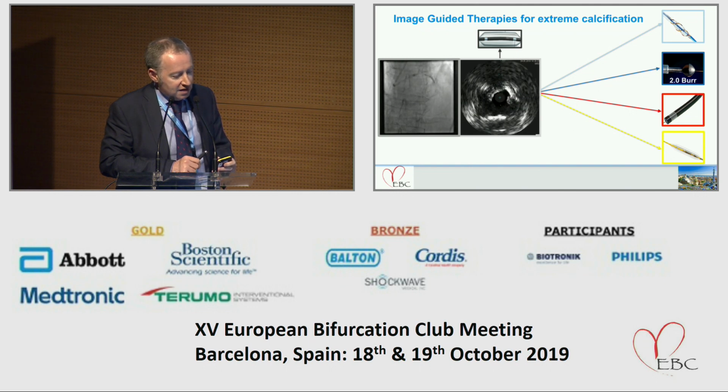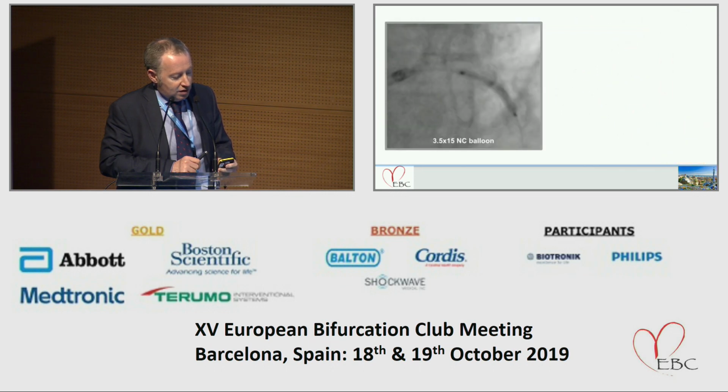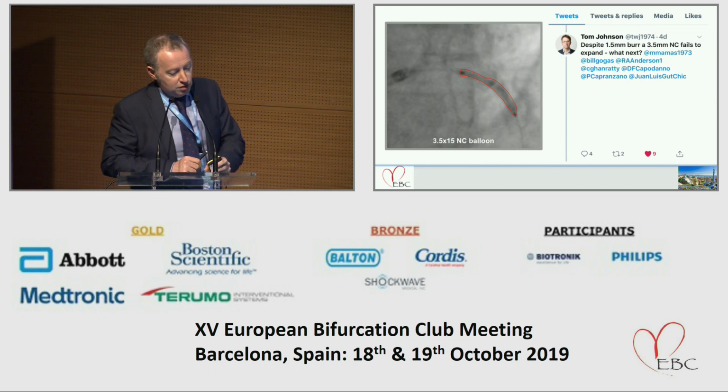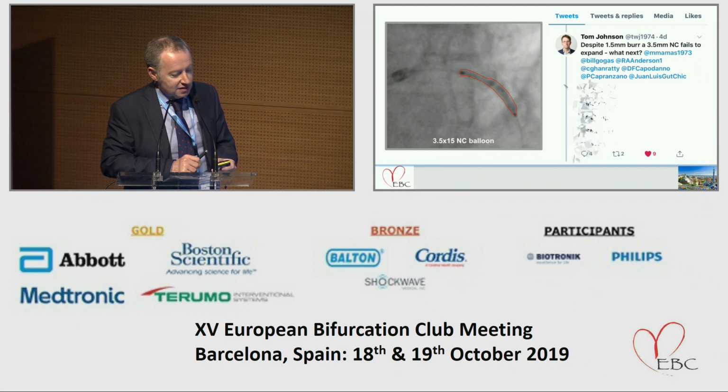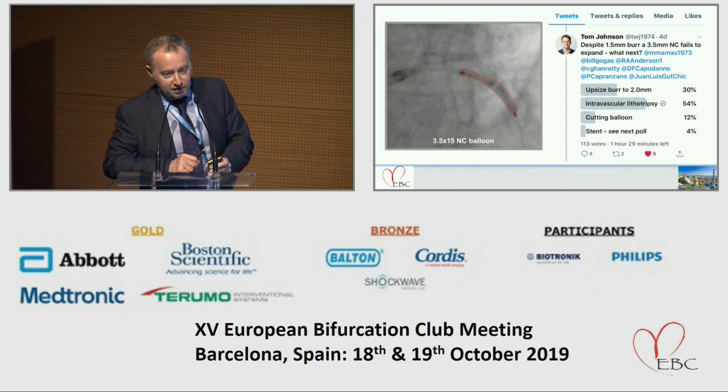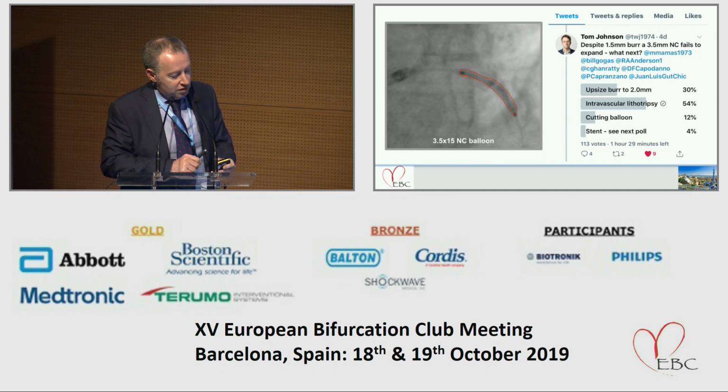And we've had shockwave for about 10 months in our centre. We've done about 45 cases. And it really is quite good disruptive technology. But I think before, not only is the imaging fairly convincing, but the balloon took a 3.5/15 balloon, just a modest pressure 1-to-1 sizing, and you can see it clearly didn't expand. So it's interesting when we put this out to poll. Tom put this out on Twitter, which is the new way of discussing cases now in cardiology, and 113, I think, people voted. And the consensus was that actually 50% would go for IVL, others would upsize to a 2.0 burr. So that's an interesting concept.